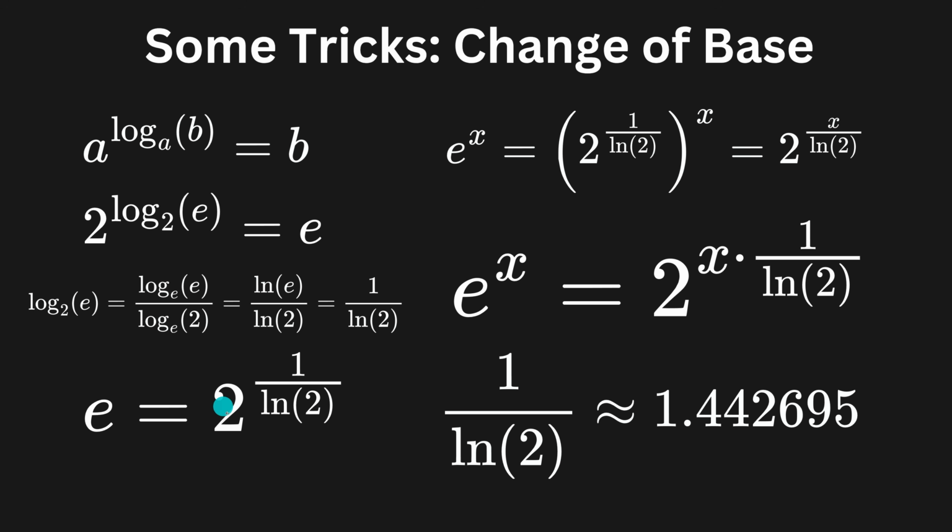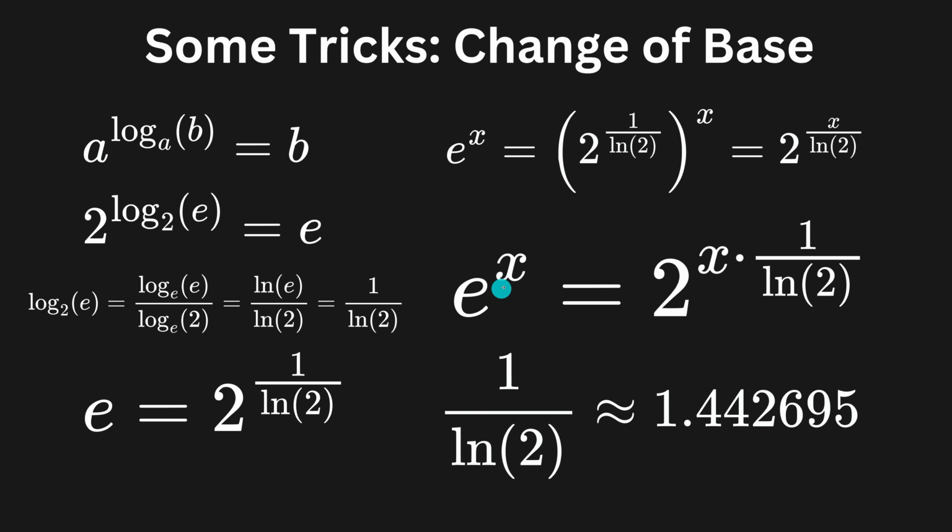And if e is equal to 2 to the power 1 over ln 2, that's the same as saying e to the power x is equal to 2 to the power 1 over ln 2, to the power x. And exponents multiply, so we can just write it as x over ln 2. And so simply, we have e to the x is equal to 2 to the power x times 1 over ln 2. And the trick is this.